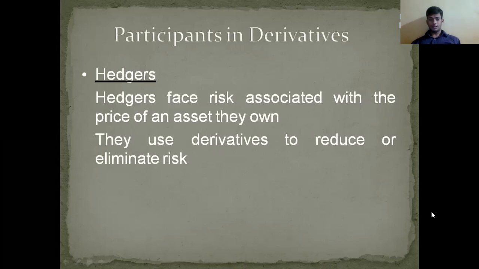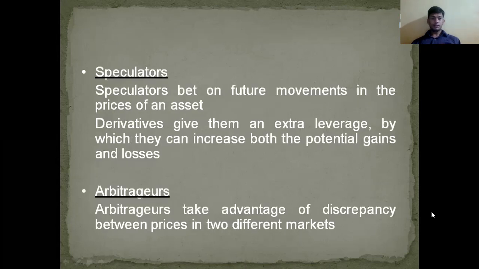Participants in derivatives. The first participant is the hedger. The hedger faces risk associated with the price of assets. The hedger uses derivatives to reduce or eliminate risk. If there is a loss on one side, such as investment in shares and debentures, they make a small profit on the other side to equalize it. Then the speculator bets on the future movement in the price of an asset. Derivatives give extra leverage, increasing both the potential gains and losses. The arbitrageur takes advantage of discrepancies between prices in two different markets.